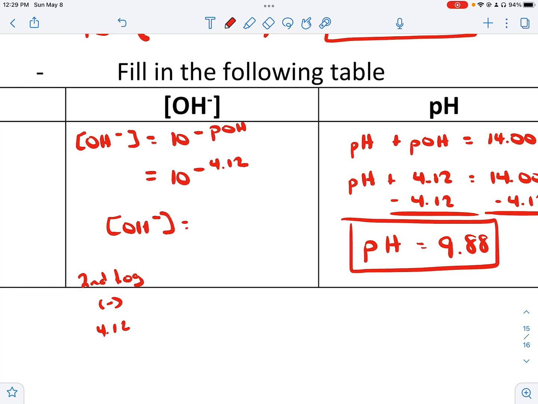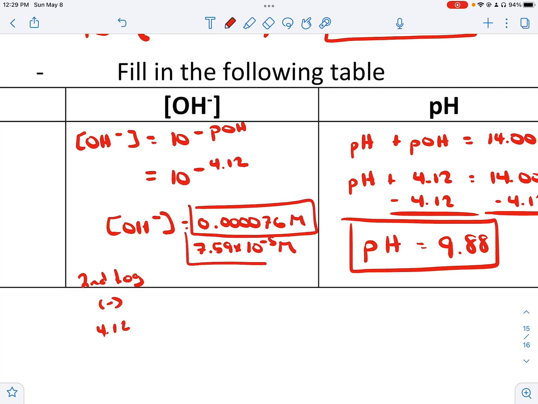We should come up with, this time it gave me decimal places again, 0.000076, or we could put that in scientific notation, 7.59 times 10 to the negative fifth. That works as well. Remember the label on either of these, because they're the same thing, is molarity.